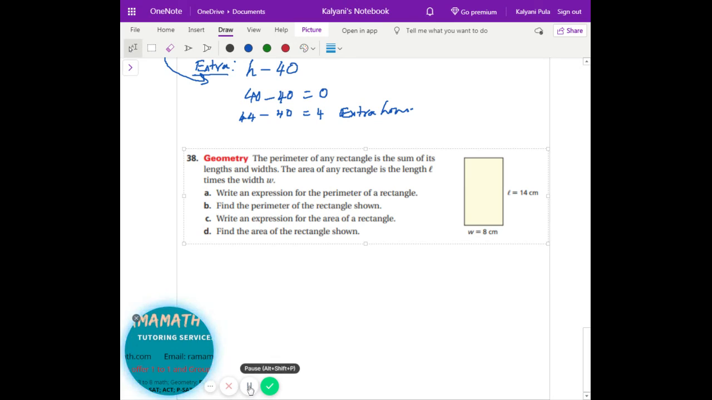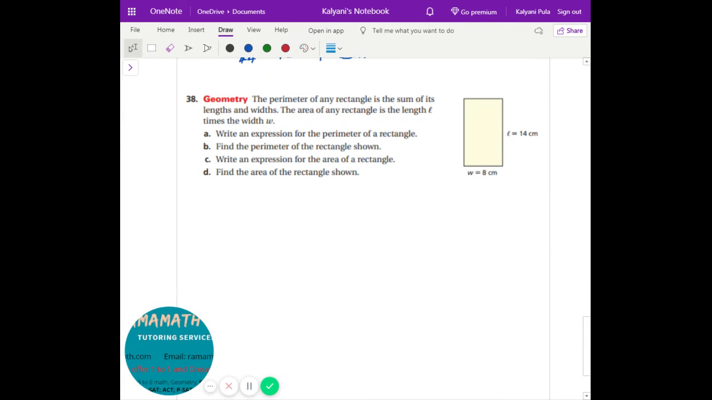The perimeter of any rectangle is the sum of its length and width. The area of any rectangle is the length times the width, W. Right. So this is the question of application of geometry. So we do these questions in geometry, but this is where the algebra helps. All right, let's look into this question.